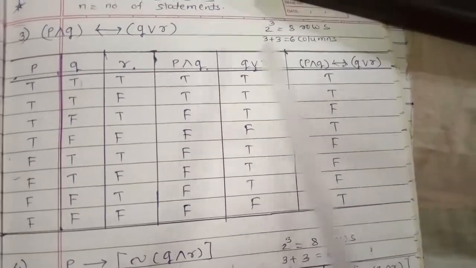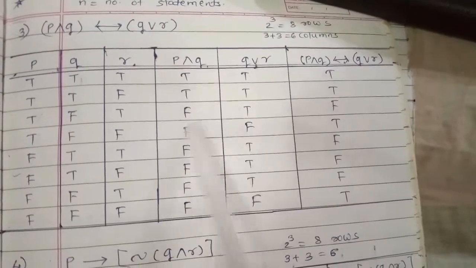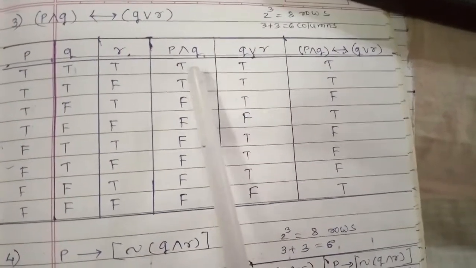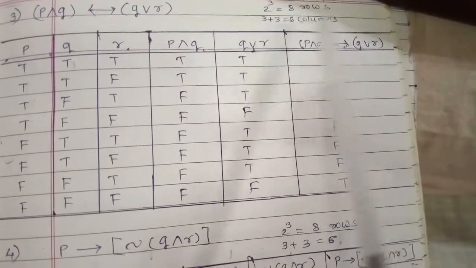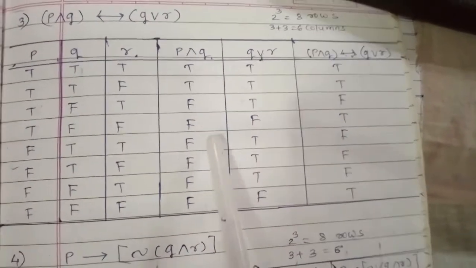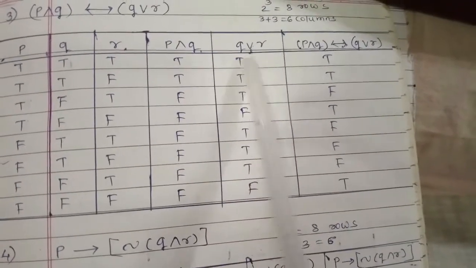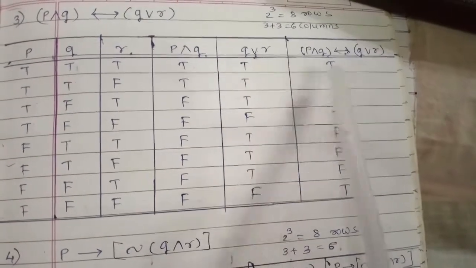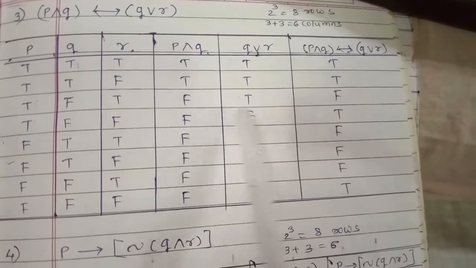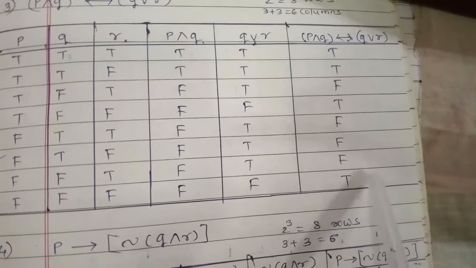And now we have to write down the biconditional of these two columns. So see, the rule for the biconditional: if both the values are the same, either true true or false false, then it is true, otherwise it is false. So see, same values true, same values true, again same values true. Is there another? Yes, similar values, so true, and the remainings are false.